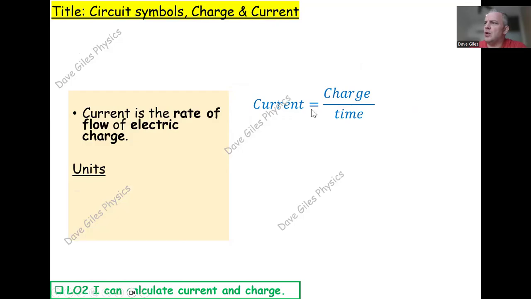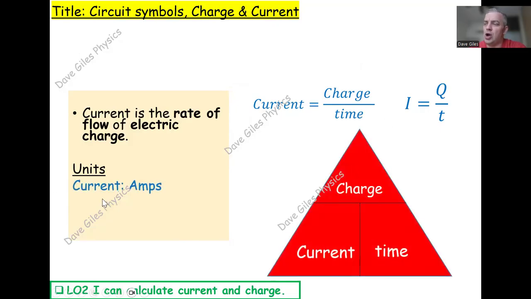So current is the rate of flow of charge, that means it's charge per unit time, or charge divided by time. We use the letter I for current, Q for charge, and T for time. So I is Q over T. You can rearrange that to get Q equals IT. It's how, if you're not very good at spelling, you might spell the word quit, but you shouldn't quit.